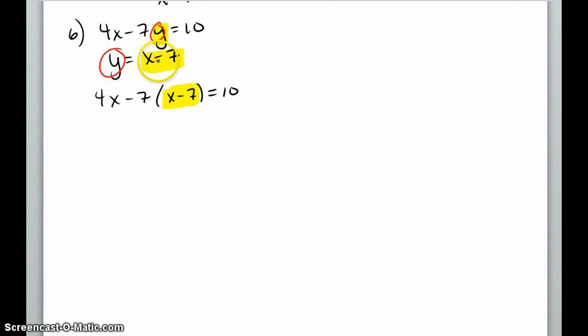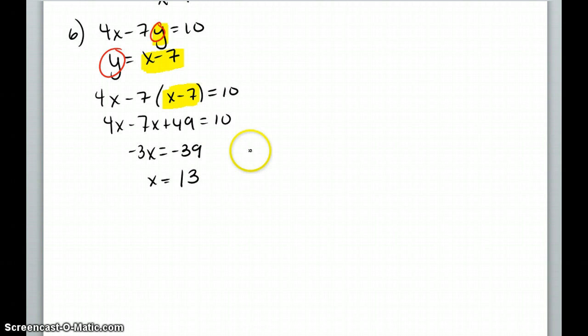Okay. Notice that I replaced what this y equaled with x minus 7. If you don't use parentheses, you are going to make mistakes. And we should get x to equal 13. All right, when we're done with that, remember, we plug it back into one of the original equations. I'm going to use the second one due to the fact that y is already isolated. And I get y to equal 6. So my answer is 13, 6.